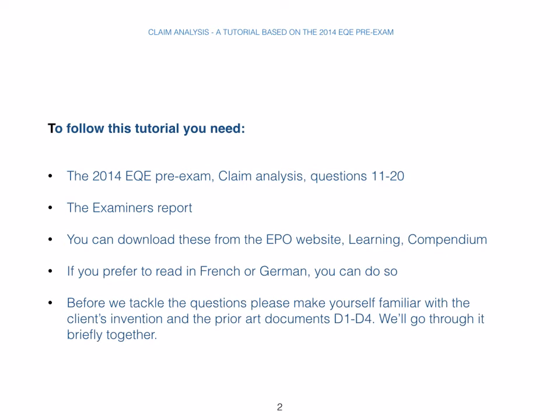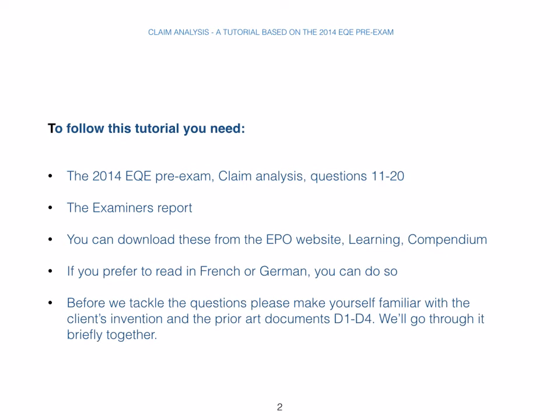To follow this tutorial, you will need a copy of the 2014 EQE pre-exam claim analysis questions 11 to 20 and the examiner's report. Both of these you can download from the EPO website under the captions Learning and Compendium. If you prefer to read the questions in French or German, you are perfectly free to do so, but we will be continuing the tutorial in English.